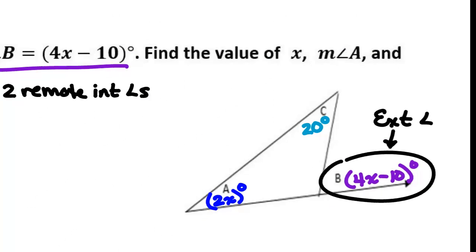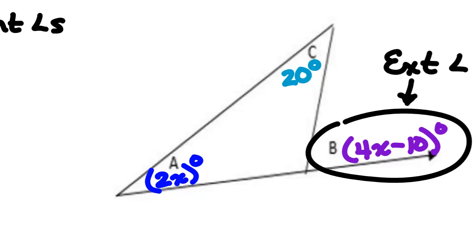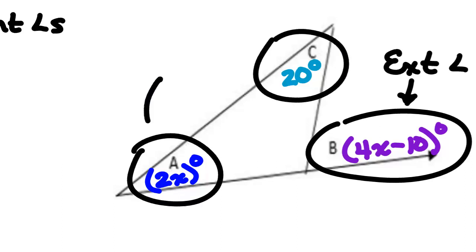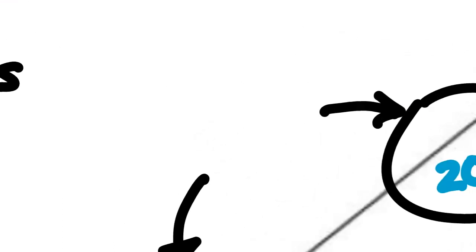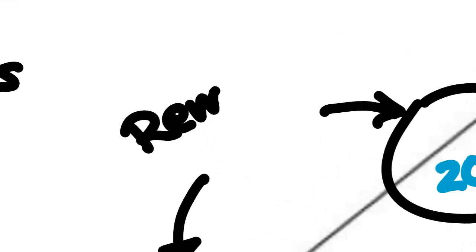To be a remote interior angle, it cannot be touching my exterior angle. So this angle right here that it would form a linear pair with, that's not a remote interior. These two angles right here, because they don't touch angle B, but they are inside my triangle, are remote interior angles.